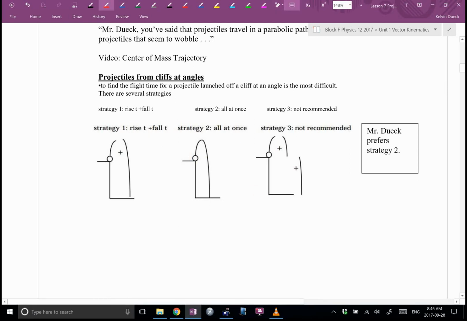Strategy 2 is do it all at once. Strategy 3 would be time to top, because Vy final will be 0. Double it, that'll give you time to bottom. And then right here, Vy initial is negative Vy initial here. Figure out the time to fall the rest of the way, and add all 3 up. I'm not wild about those. But if you really want to see me during a flex block, I can show you any of those methods if you're not wrapping your brain around strategy 2.